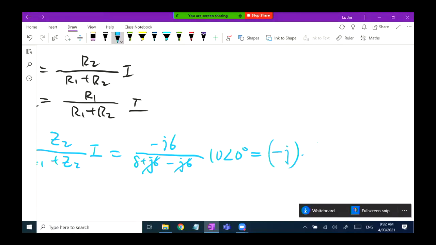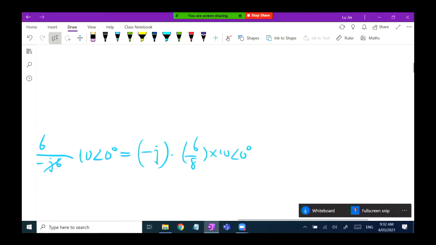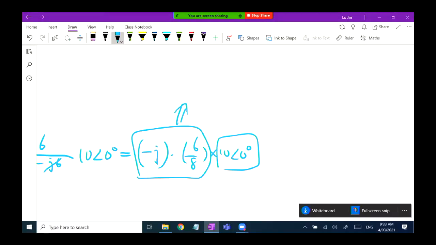multiplied by 6/8, multiplied by 10 with 0 degrees. For this part, this is one rectangular form because you can see the j, you can see the imaginary component, right? And the second half is a phasor form. For such calculation, normally the best way is to make them be in the same format. I prefer to use the phasor because the phasor is very convenient for multiplication. So I want to convert the first term to phasor from rectangular.